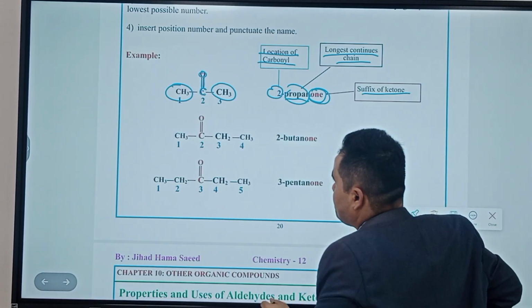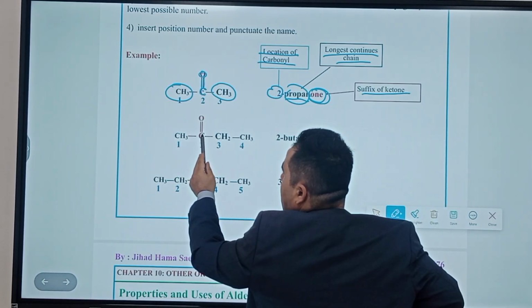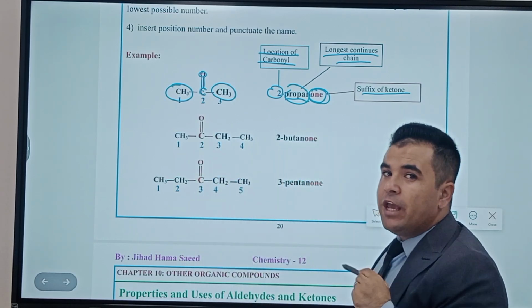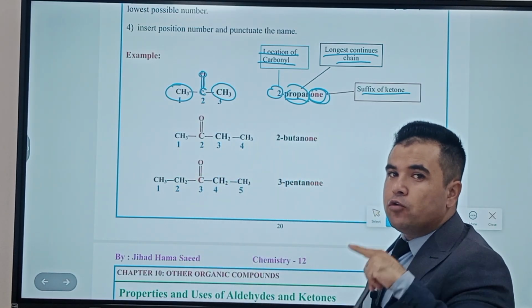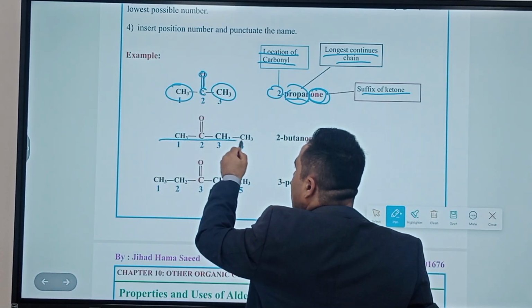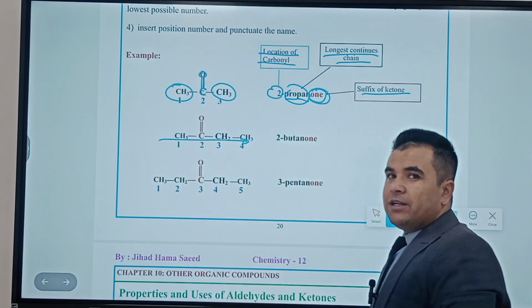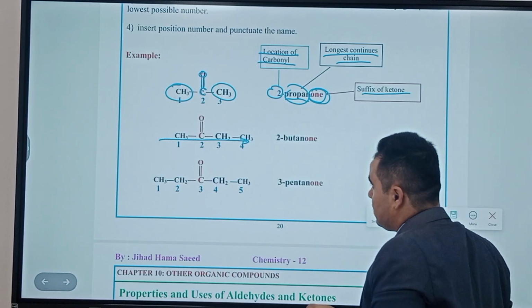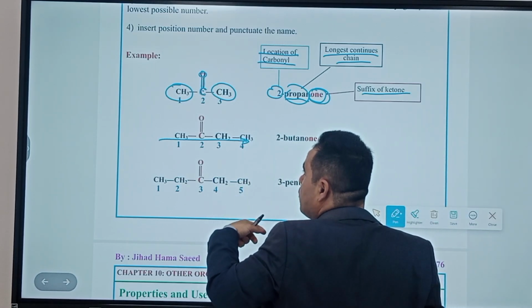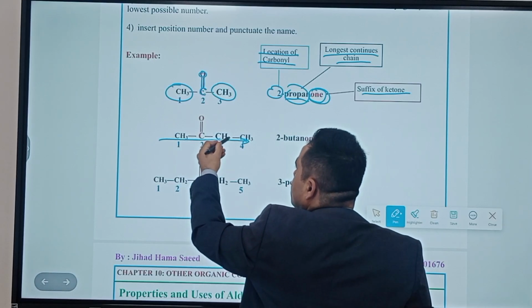More examples. From this end, the carbonyl group is second; from that end, it is third. So you have to name according to the carbonyl group to get the least possible number. From left to right is the correct selection and correct positioning of the numbers 1, 2, 3, 4.